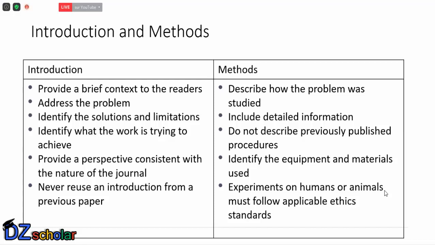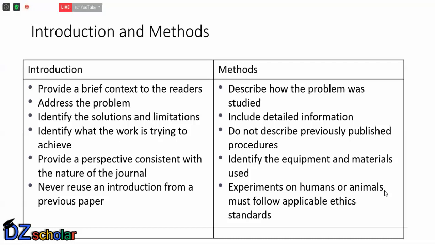And then you move on to the method section. This describes how you studied the problem that you outlined in the introduction. It is important to be very detailed. A knowledgeable reader should be able to reproduce the experiment or the work that you've done based entirely on your methods section. Any previously published procedures don't need to be rewritten in detail. Those can be noted in the references or described in supporting materials.